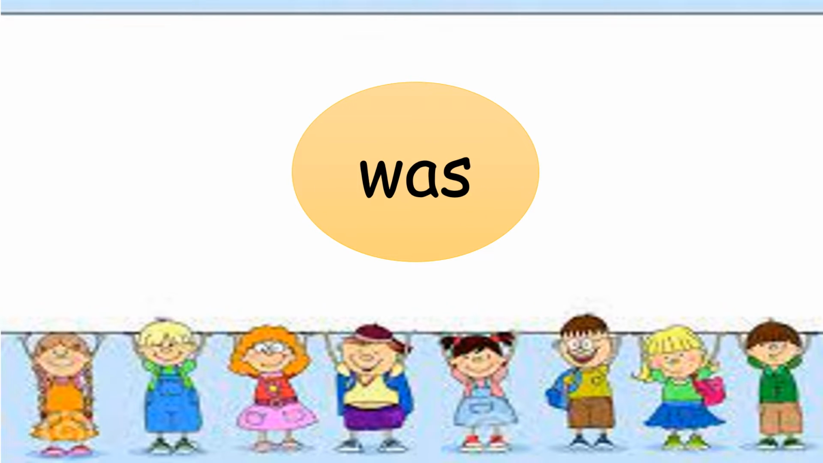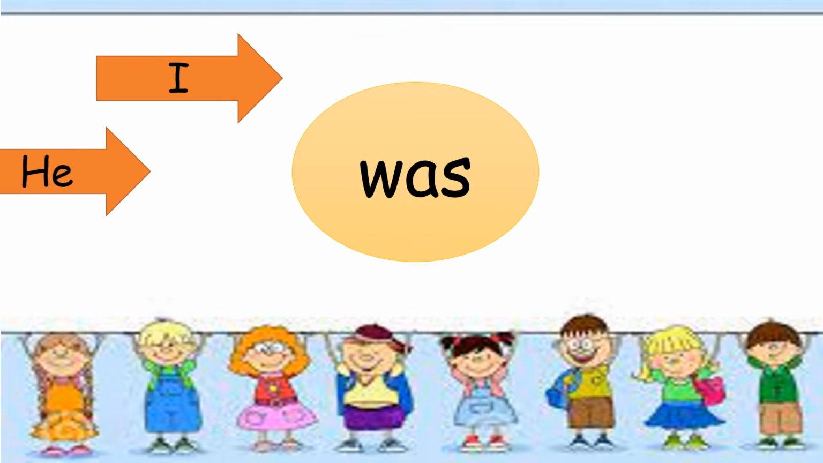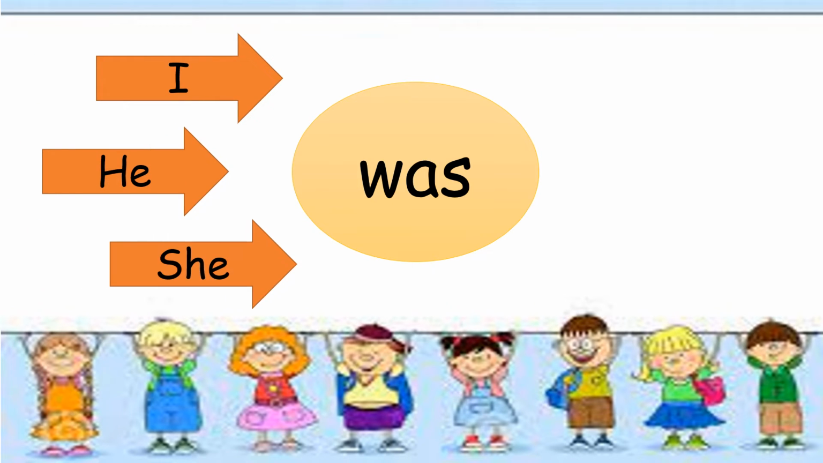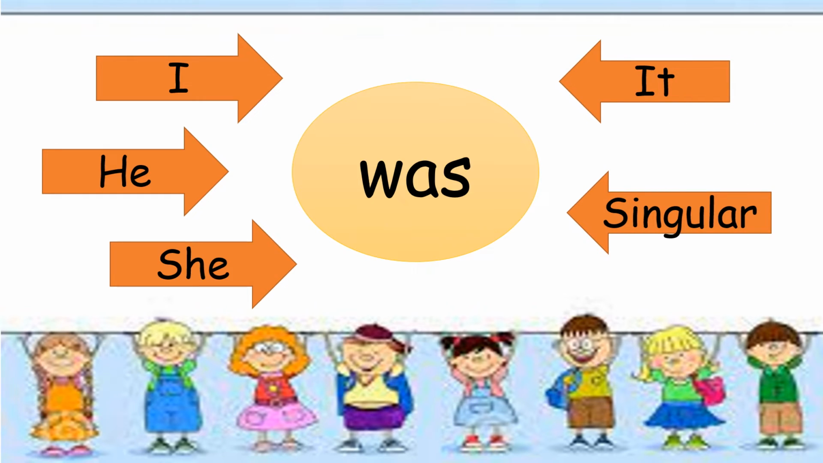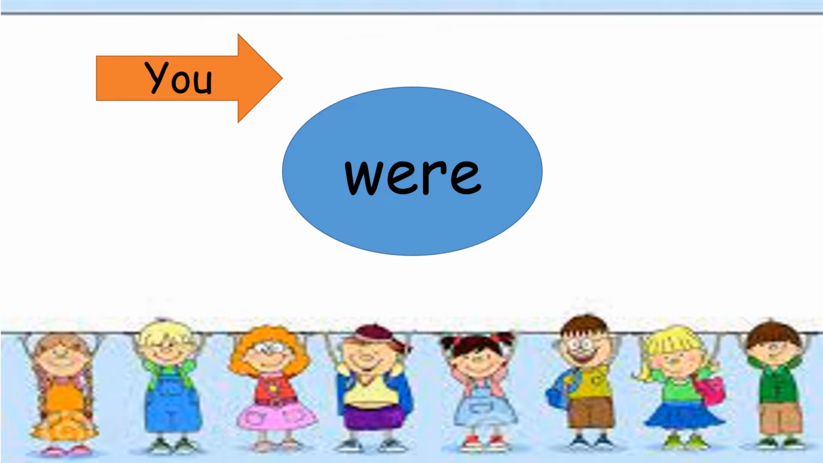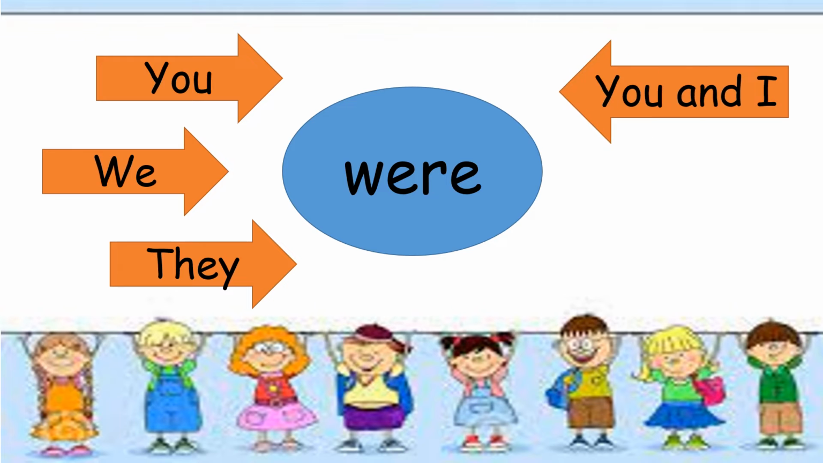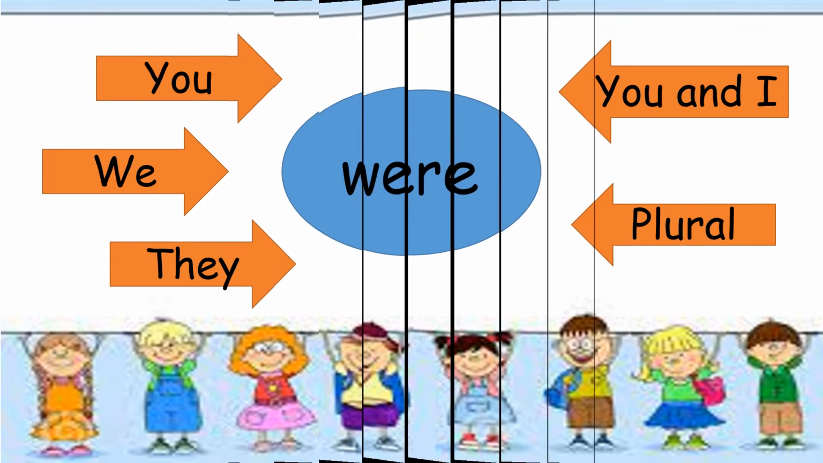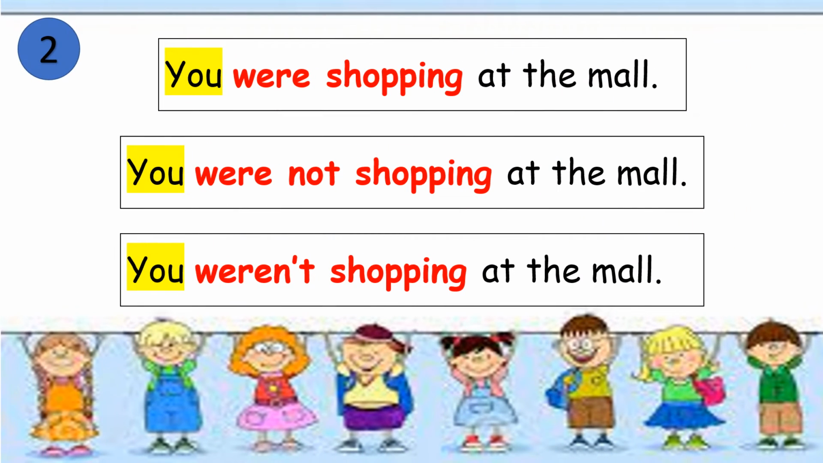Again, we use was if our sentence begins with I, he, she, it, and singular nouns. We use were for sentences that begin with you, we, they, you and I, and plural nouns. Let us study the following sentences.